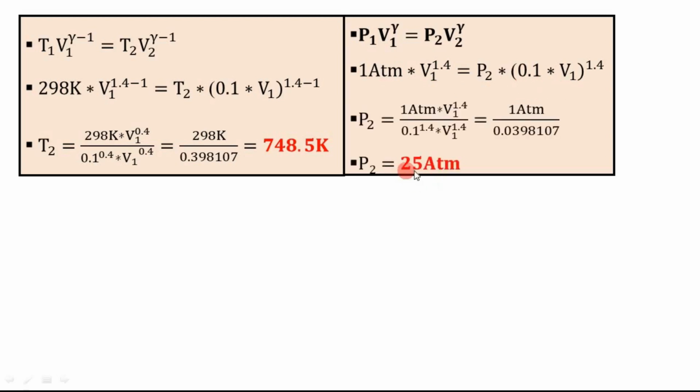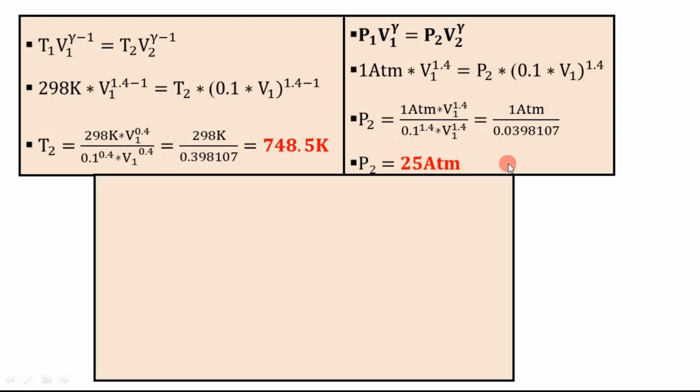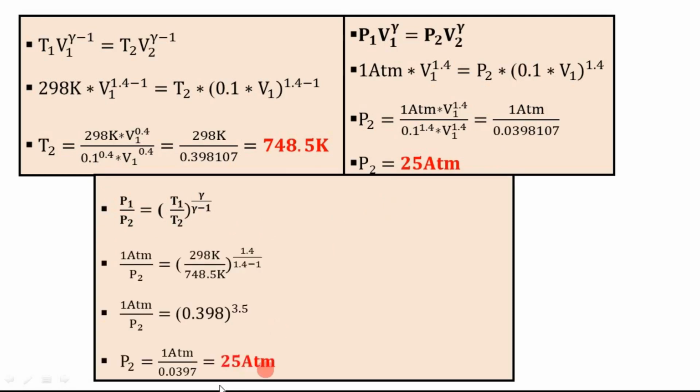We have also another formula to calculate the P2. We can also use this one to calculate the P2. You also get the same answer of 25 atmosphere. You can see that we can calculate the final temperature and the final pressure by using the formula for reversible adiabatic process.